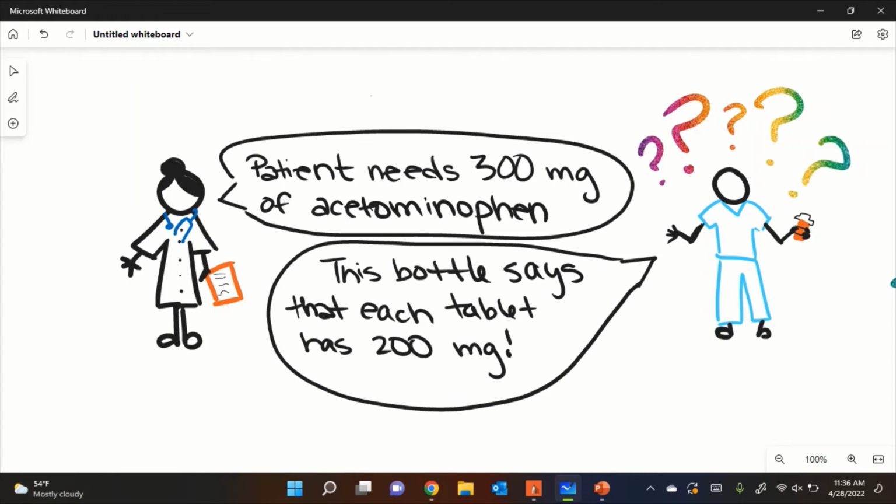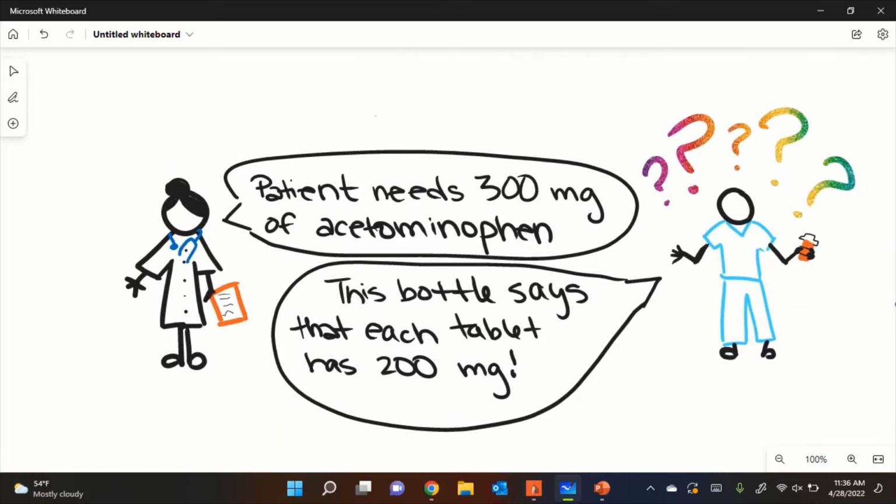Let's say you work at a hospital and a doctor asks you to provide medication for a patient. And the doctor tells you that a patient needs 300 milligrams of acetaminophen. And you go to the stock room, you grab the bottle of stock medication and you read the label. But the label says something different than what the doctor ordered. The label says that each tablet within the bottle contains 200 milligrams of acetaminophen. What do you do?